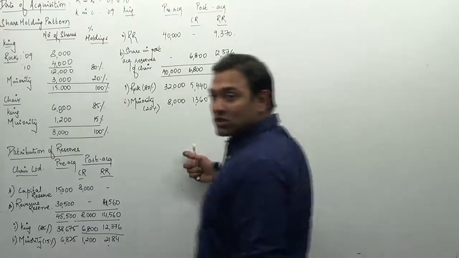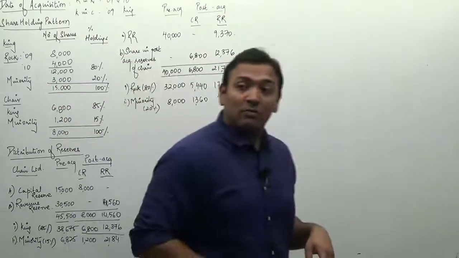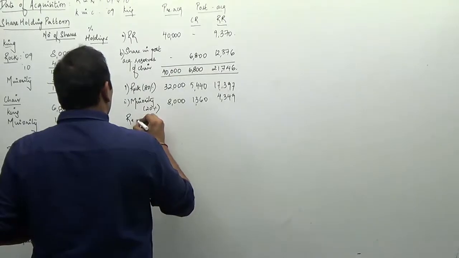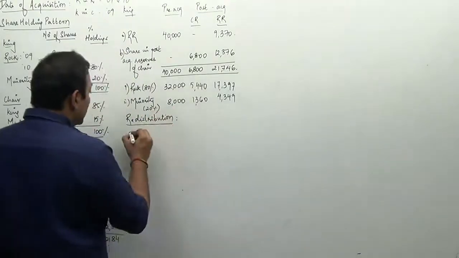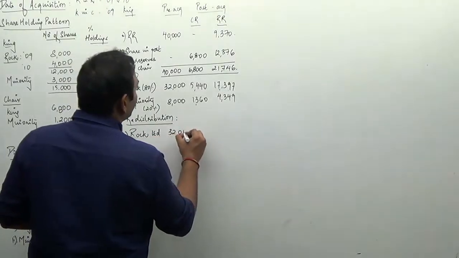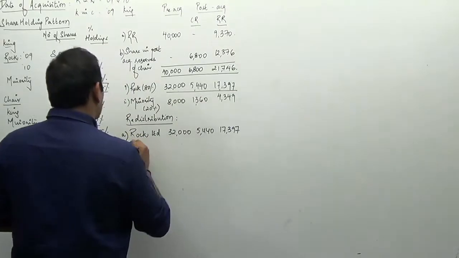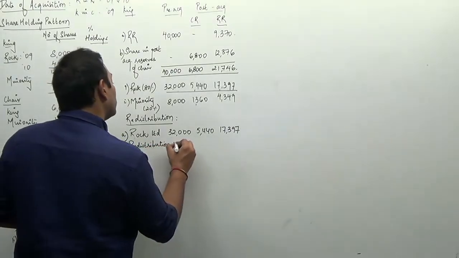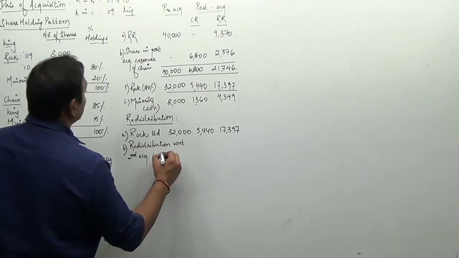My information is not sufficient because I need to redistribute. I have a redistribution to be done as far as King Limited is concerned, because King Limited has double dates of acquisition, or multiple dates of acquisition. The second date of acquisition was in 2010. So I have to redistribute. Redistribution. When we are redistributing, I'll only take Rock Limited's share. I don't want any other share. 32,000, 5,440, 17,397. So my redistribution with respect to the second acquisition, that is 2010.